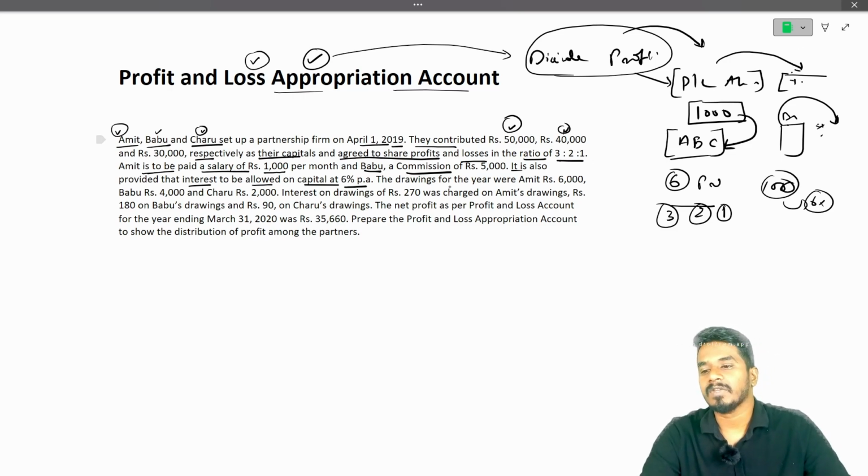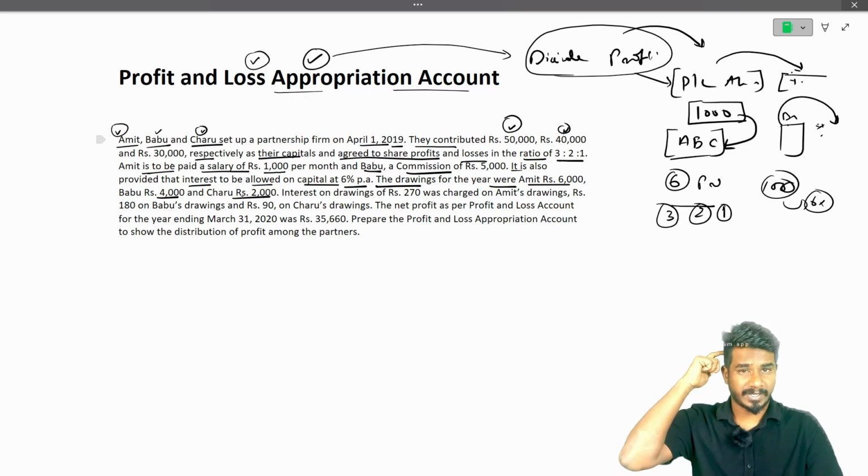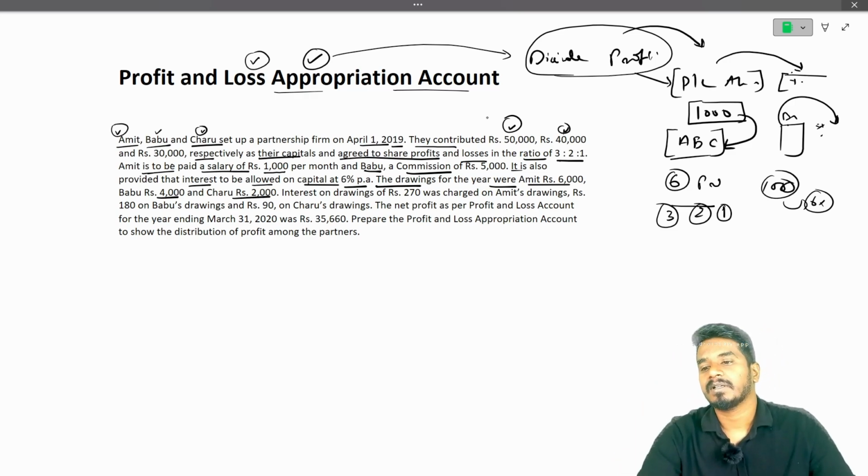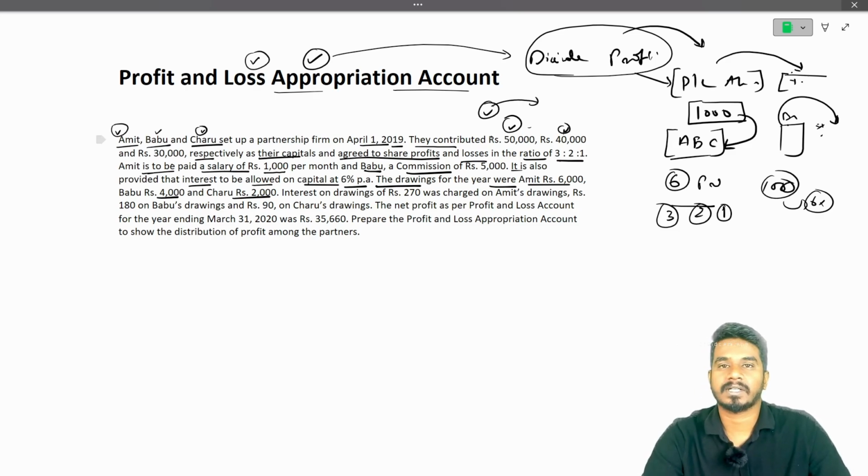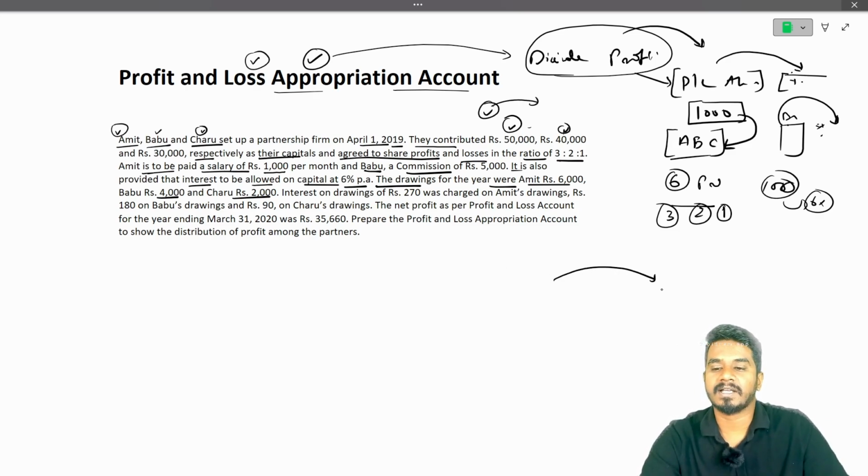Correct. Fine. The drawings for the year were 6,000, 4,000, and 2,000 rupees. What do you mean by drawings? Nothing but they have invested some amount, that is 50,000, 40,000, 30,000. They have invested in the company, correct? So they are withdrawing some amount like 6K, 4K, 2K.